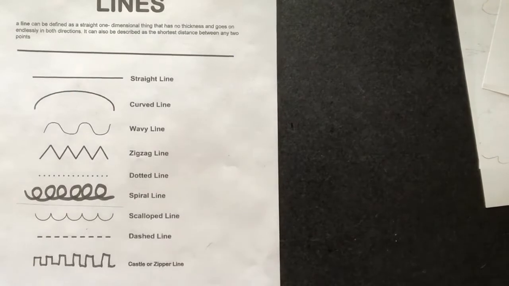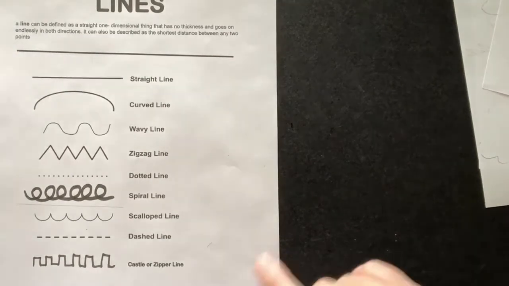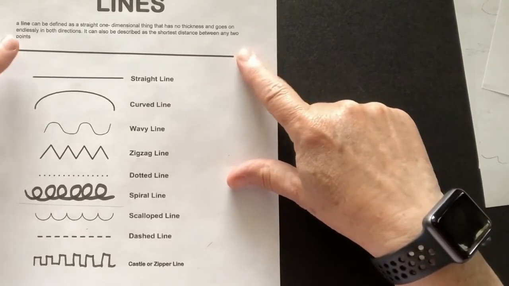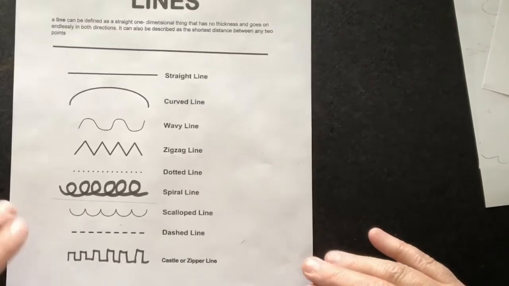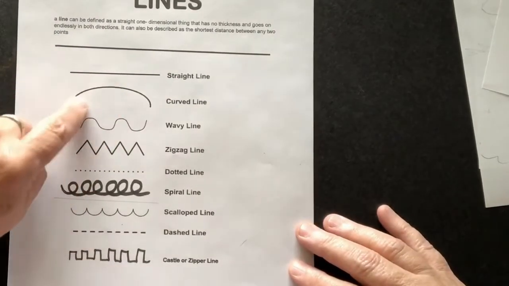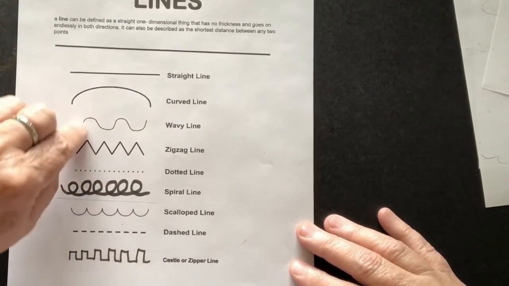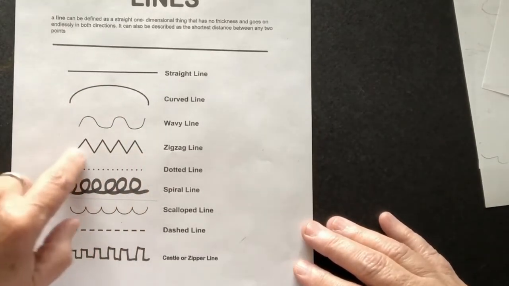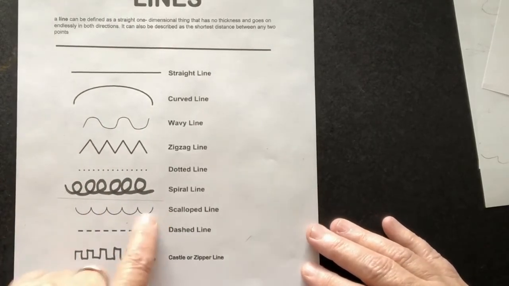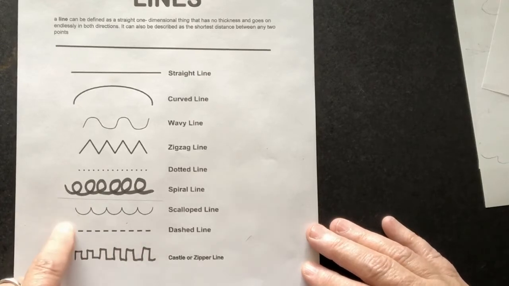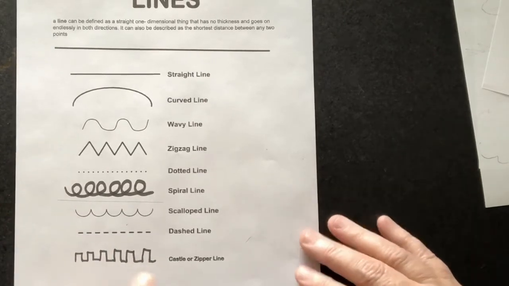A line can be defined as a straight, one-dimensional thing that has no thickness and goes on endlessly in both directions. It can also be described as the shortest distance between any 2 points. Today we're going to be thinking about lots of different kinds of lines, maybe straight lines or curved lines, a wavy line, a zigzag line, a dotted or dashed line, a spiral line, a scalloped line, and a castle or a zipper line.